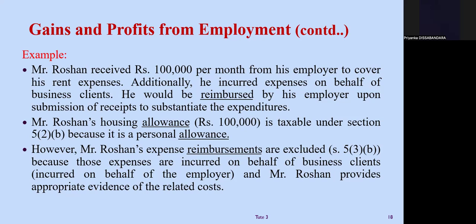So, Mr. Roshan's housing allowance 100,000 is taxable under section 2(5) subsection 2(b) because it is a personal allowance. So, now I think you can understand what I have explained. However, Mr. Roshan's expense reimbursements are excluded under section 5(3)(b) because those expenses are incurred on behalf of business clients. That means it was incurred on behalf of the employer. Because of that, it is not a part of the employment income.